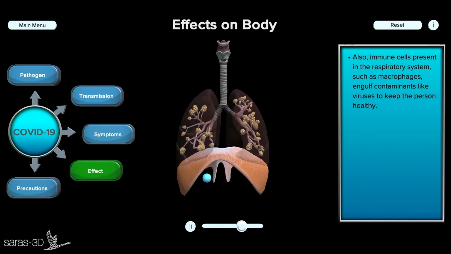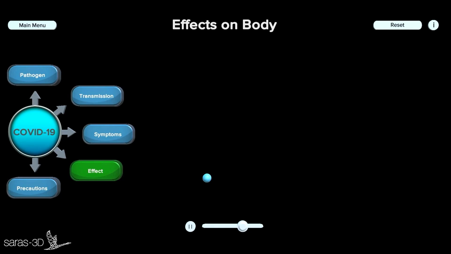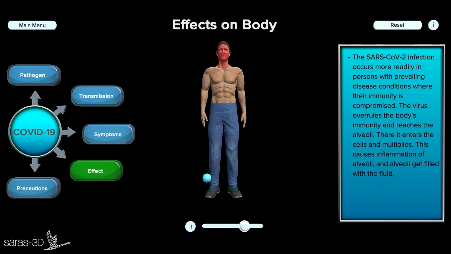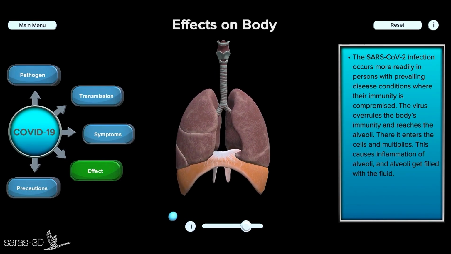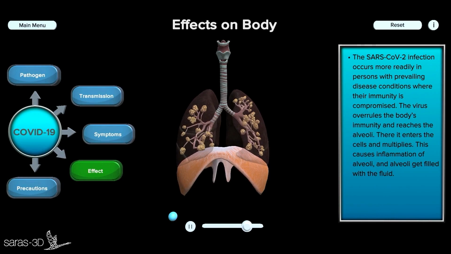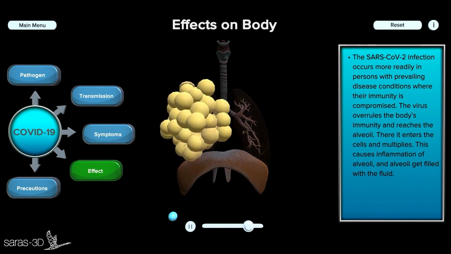So this is the case with a normal human who has a healthy respiratory system. Now a person who is infected with the SARS-CoV-2 virus, we have learned that SARS-CoV-2 infection occurs more readily in people with prevailing or prior disease conditions, or who are old, where they have a compromised immune system. In this case, the virus overrules the body's immunity and reaches the air sacs, or the alveoli. There it enters the cells and multiplies.